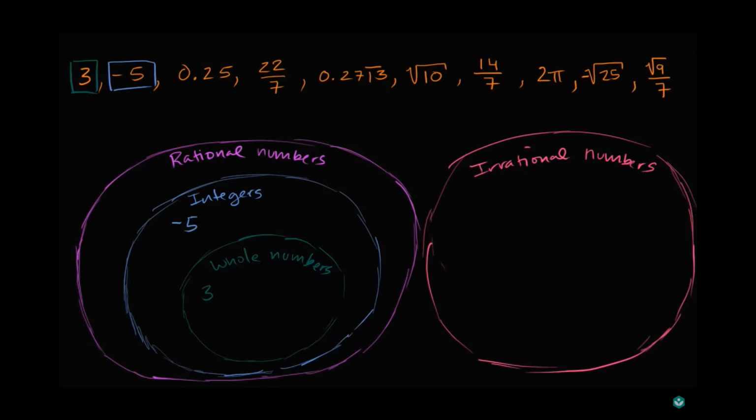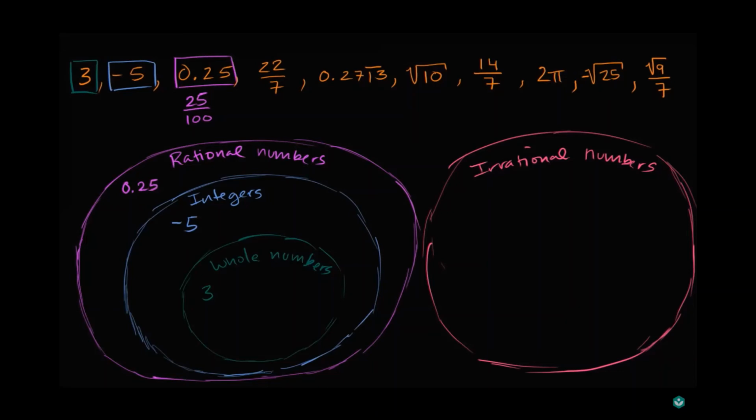Now we have 0.25. Well, this for sure can be represented as a fraction. This is 25 hundredths right over here. So we can represent that as a fraction of two integers, I should say. It's 25 hundredths. But there's no way to represent this except using a fraction of two integers. So 0.25 is a rational number, but it's not an integer and not a whole number.